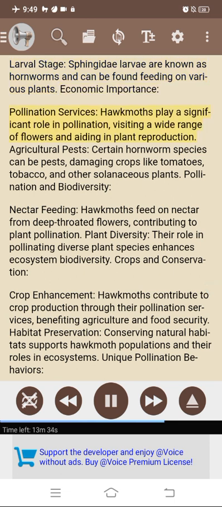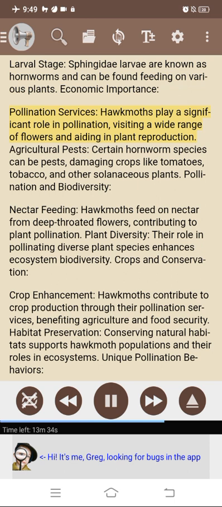Economic importance. Pollination services. Hawk moths play a significant role in pollination, visiting a wide range of flowers and aiding in plant reproduction. Agricultural pests. Certain hornworm species can be pests, damaging crops like tomatoes, tobacco, and other solanaceous plants.